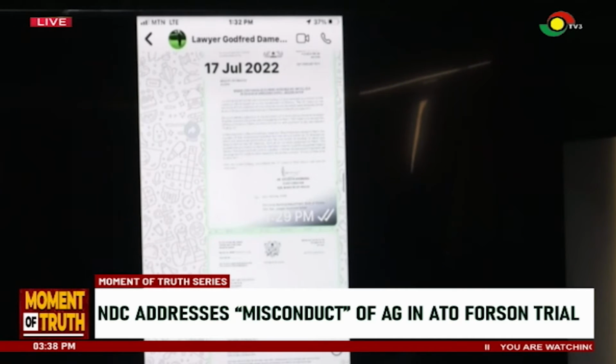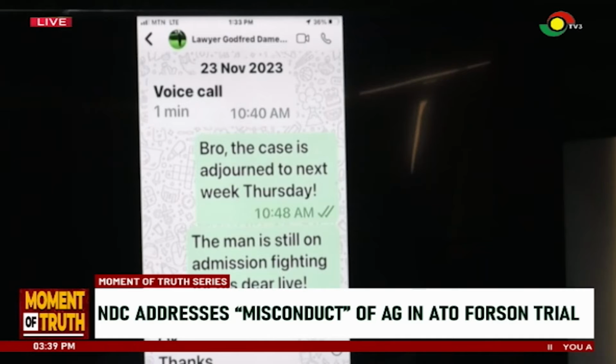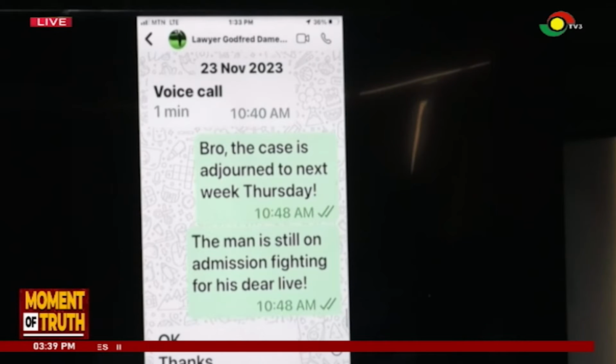So these are documents. And in the next WhatsApp chat, WhatsApp Exhibit 5, dated 23rd November 2023, Godfrey Dame is seen to have placed a call at 10:40 a.m. to Richard Jakpa and followed it with a message at 10:49, acknowledging a message sent to him by Mr. Jakpa that the case had been adjourned to Thursday the following week. Bro, the case is adjourned to next week Thursday. The man is still on admission fighting for his dear life. Then Godfrey Dame: okay, thanks.